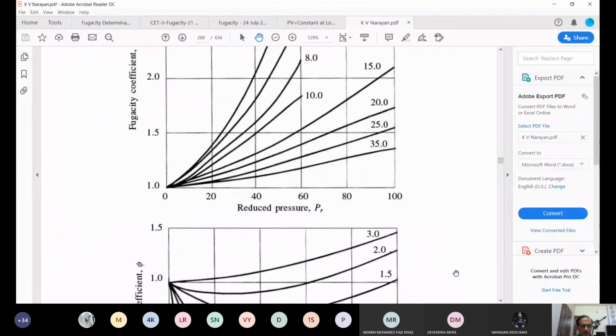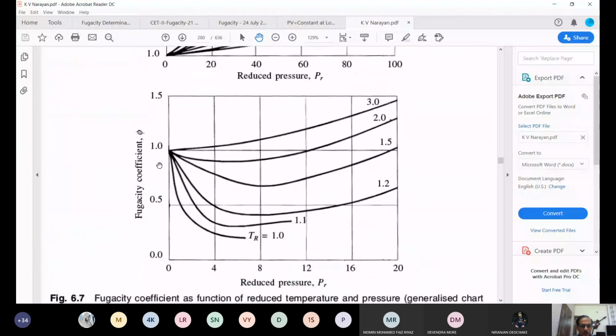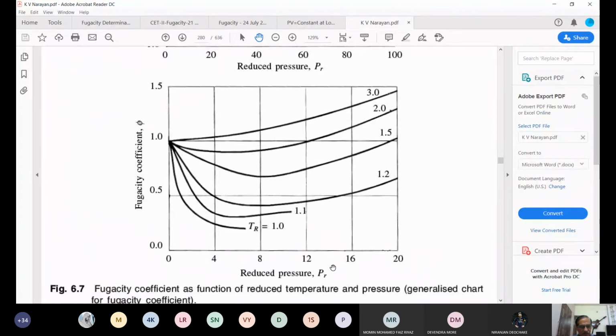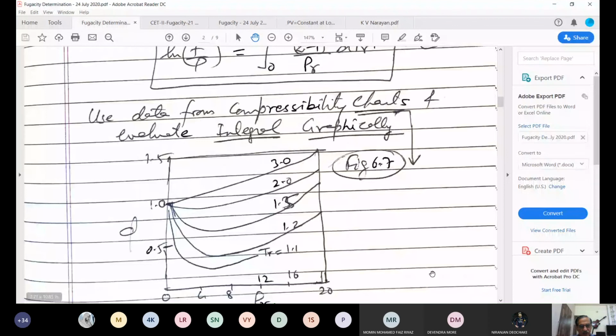This is the one I showed. Fugacity coefficient versus reduced pressure at different values of T reduced. So if you know the pressure and you know the critical pressure, PR, and if you know the temperature, you know TR, you can find out what the fugacity coefficient is. These charts are available. Okay, so this is simple, using it graphically.